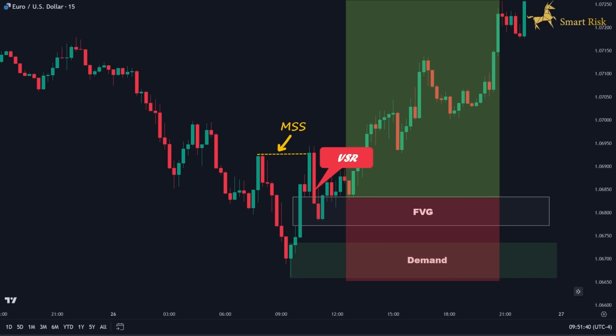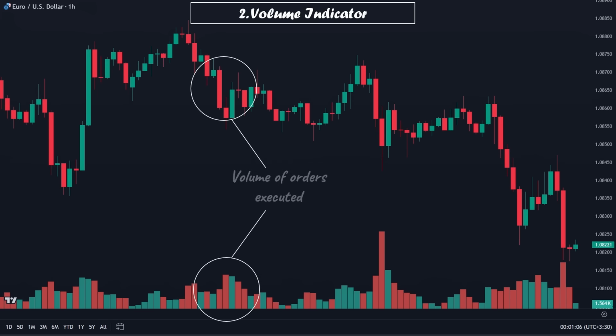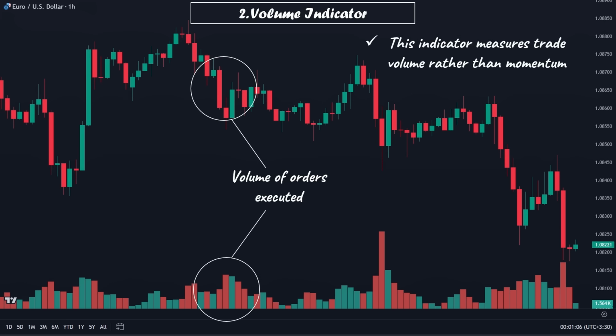Now, let's move on to discussing the second confirmation method, using volume indicators in demand and supply areas. The volume indicator is typically represented by vertical green and red bars on the x-axis, showing the volume of orders executed within specific time periods. This indicator measures trade volume rather than momentum. Each bar represents the total volume of buy or sell orders filled within the corresponding candle period.